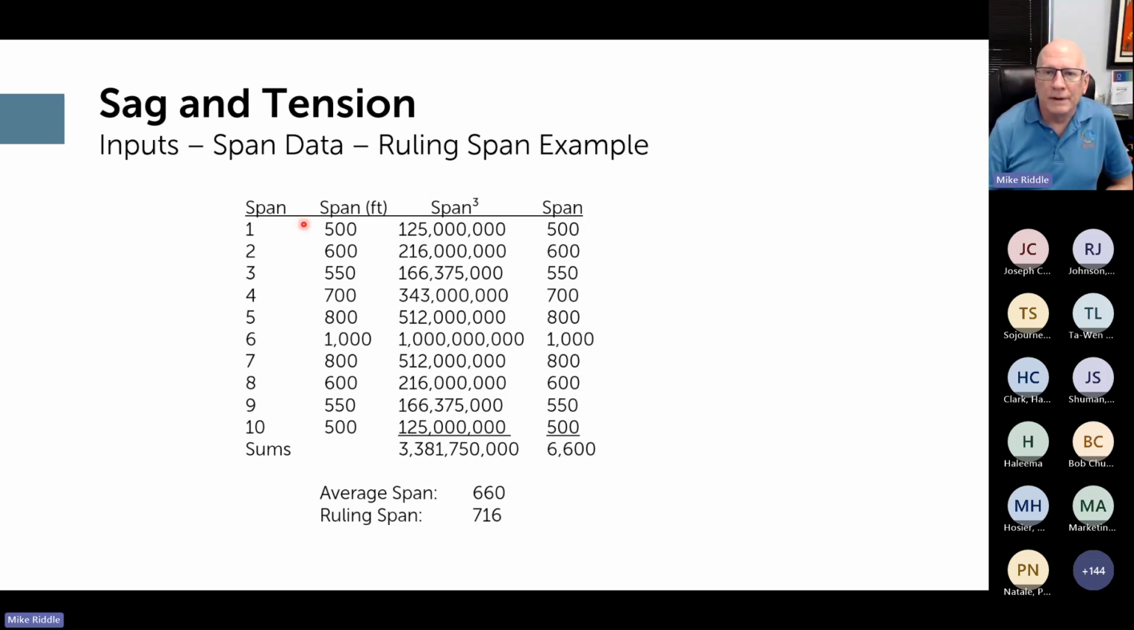Here's what that looks like. Here are 10 spans. Cube the spans. Then add up the spans without cubing them. The ruling span is the square root of this divided by this. Just for reference, I wanted to show you the average span here. If you calculate the average, you get 660 feet. But if you use the ruling span calculation, you get 716 feet.